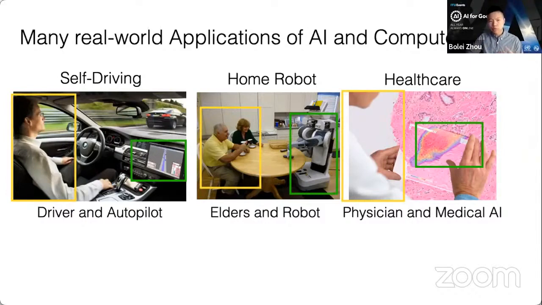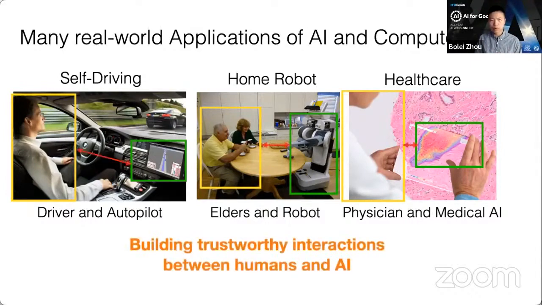For all those real-world applications, we really need to build trustworthy interactions and relations between humans and AI. So that's what I care about: how can we build reliable and trustworthy interactions between humans and AI, algorithms and machines?